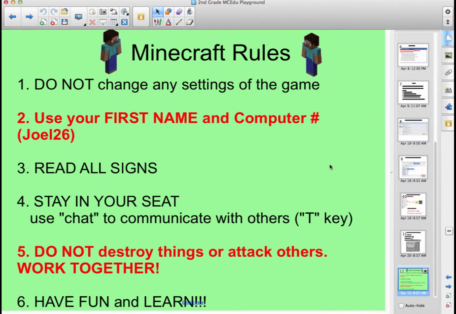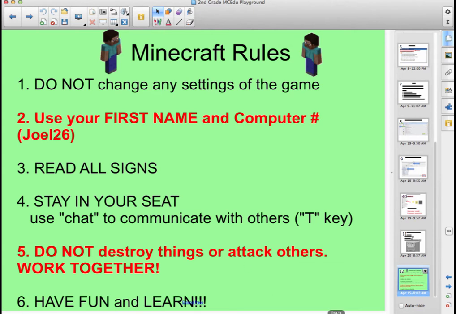We always go over the rules of Minecraft too, so students are required to add a number after their name so I can see where they're sitting. We also talk about not breaking things on purpose or attacking other players. We're playing in Minecraft EDU mode, so they can't do any damage to each other. And Minecraft EDU also lets you do build disallow blocks, so you can set blocks up where kids can't break anything that's on top of those.